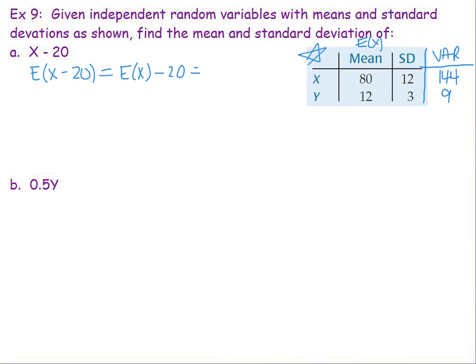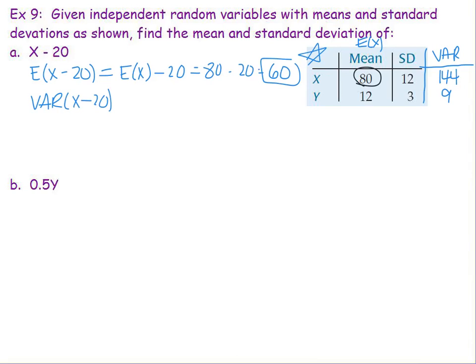So what's the expected value of x? Well, if we come over in our table, that was just another name again for mean. So we're using that 80 there. So we're going to take 80 minus 20 and we get 60. And that's all there is to using that formula. We're going to do the same thing with variance.